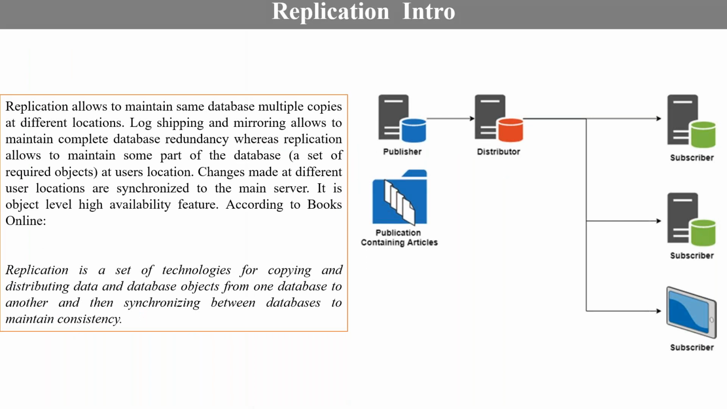So replication allows you to maintain multiple copies of the same database at different locations. Sir, do log shipping and mirroring allow you to maintain complete databases or not? Yes or no, online people? Log shipping is entire database level. Mirroring is entire database level. Cluster is nothing but instance level. Always On is nothing but both instance level and database level.